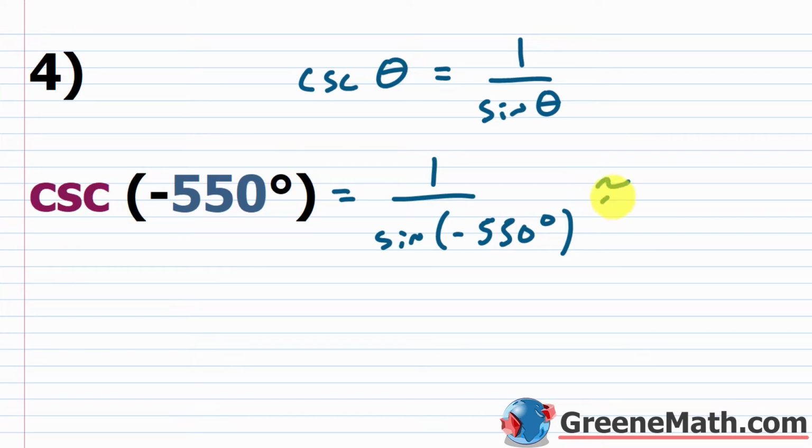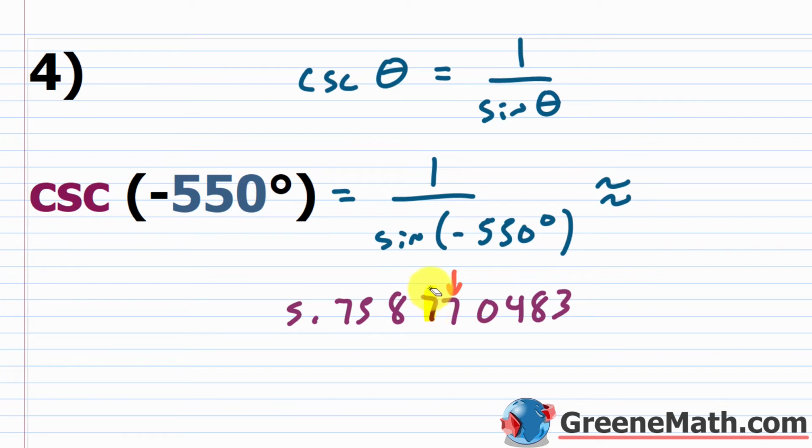So let's say this is approximately 5.758770483. And again, we're rounding to the nearest 10,000th. So tenths, hundredths, thousandths, and then 10,000ths. So right there. And again, the digit that follows is a 7. So that means I'm going to add 1 to this digit right here. So 7 plus 1 is 8. And once again, you can just delete all these digits that follow. So this is going to be approximately 5.7588.